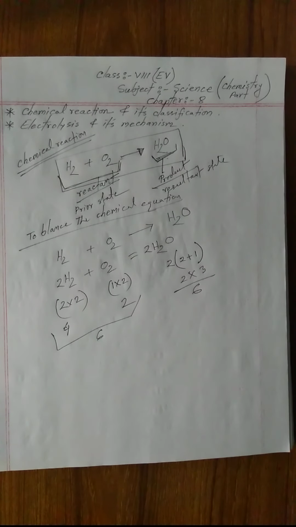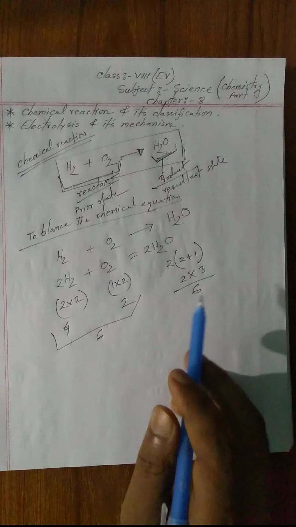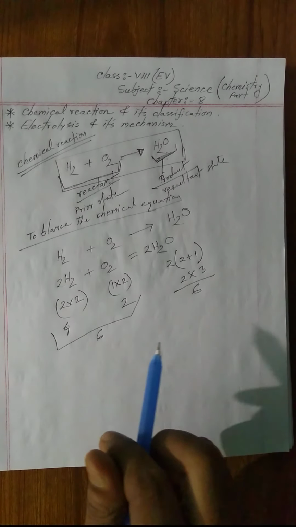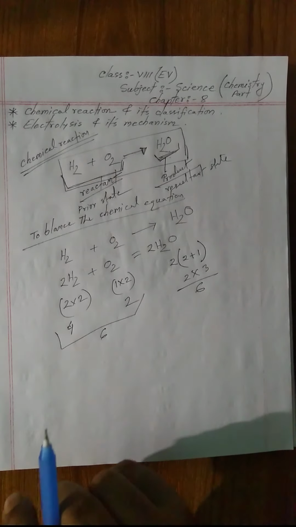So it is clear that in a chemical reaction the total number of atoms in the reactant and the total number of atoms in the product must be equal. There is no change in the number of atoms. So this is the way by which we can balance a chemical reaction or chemical equation.